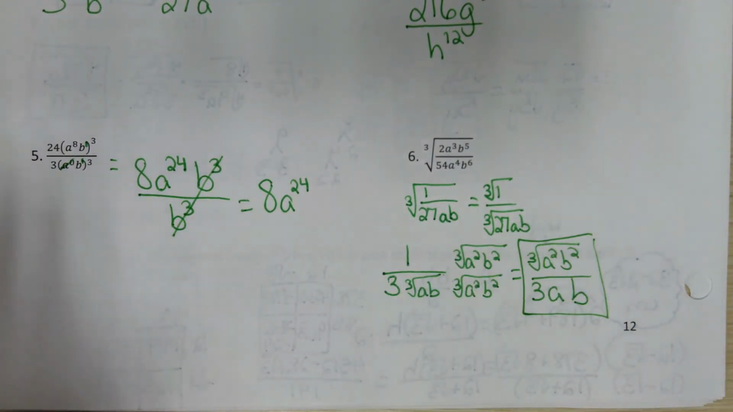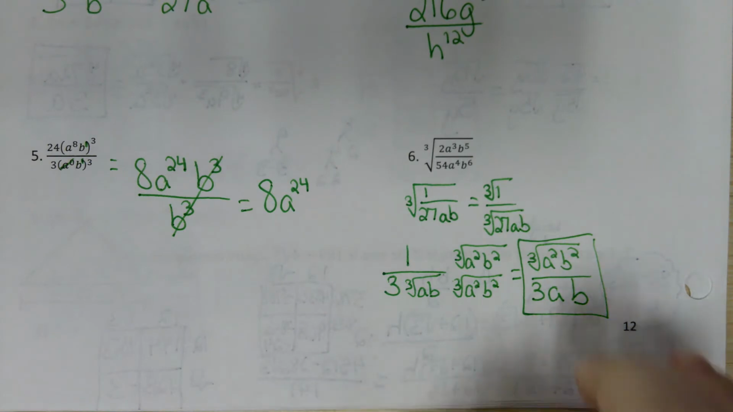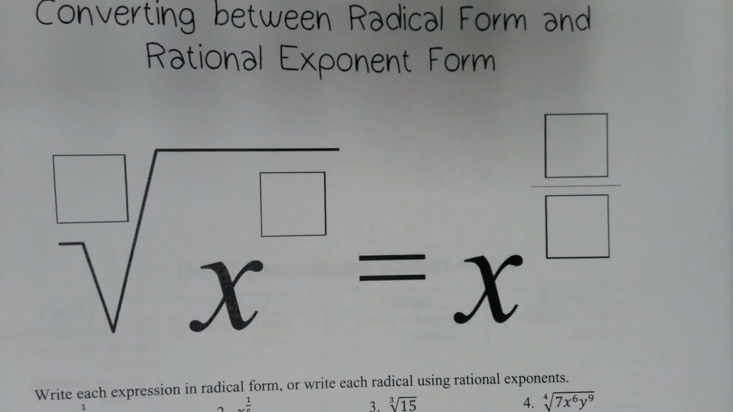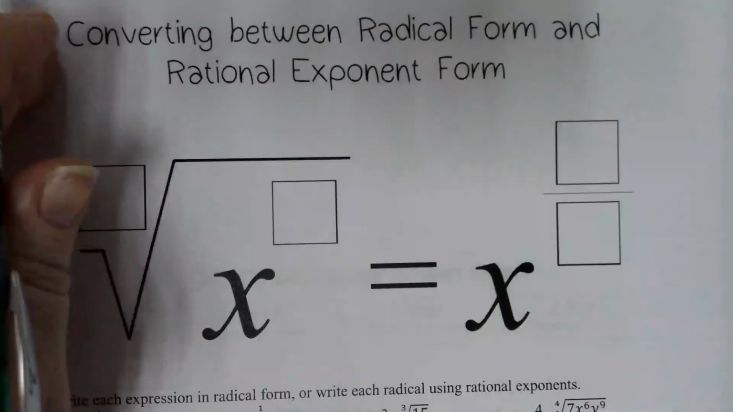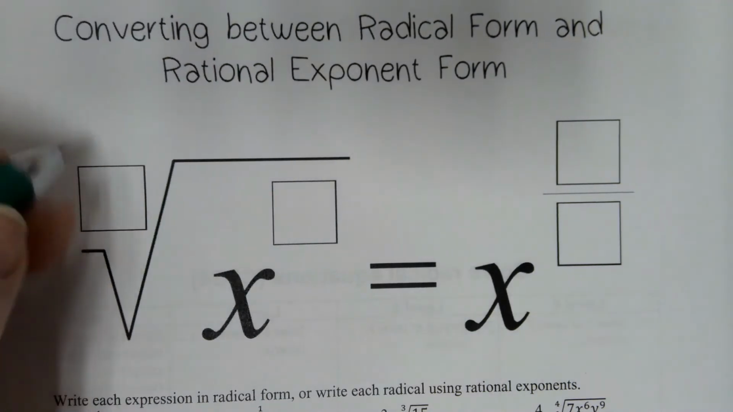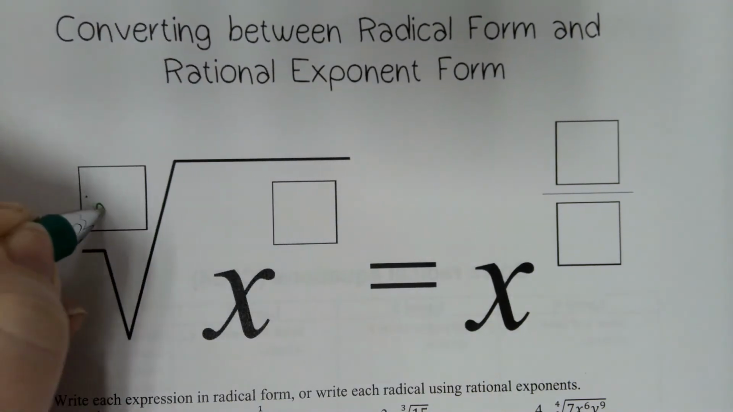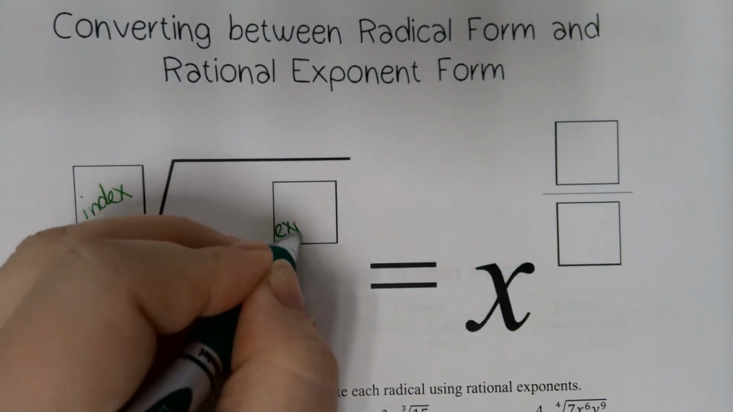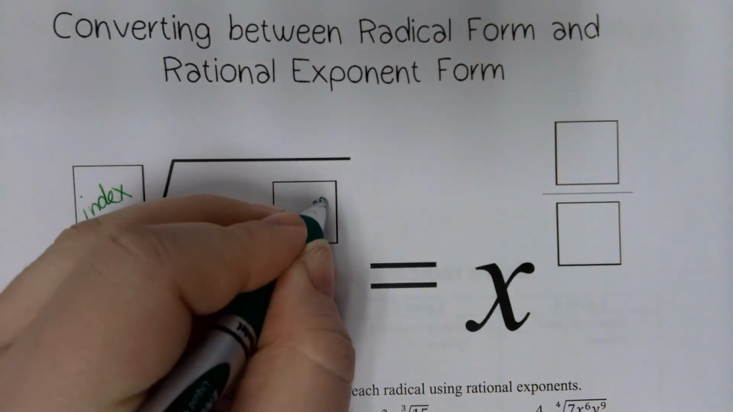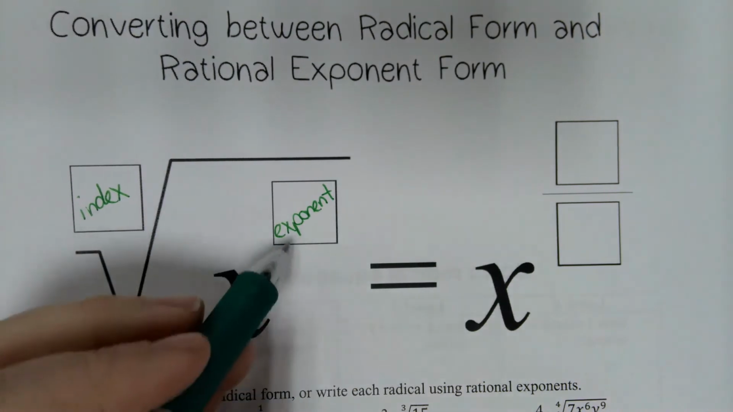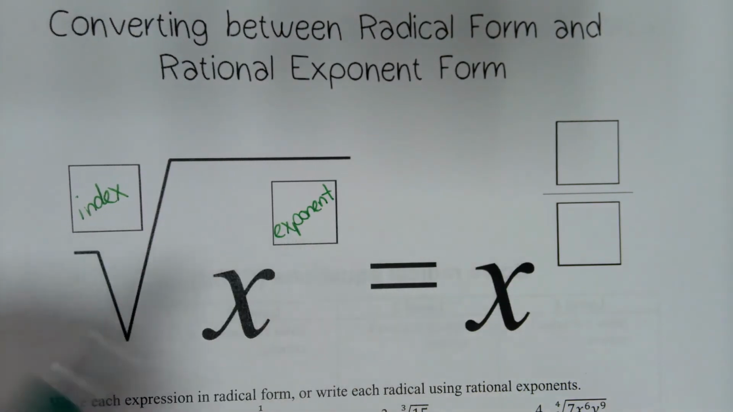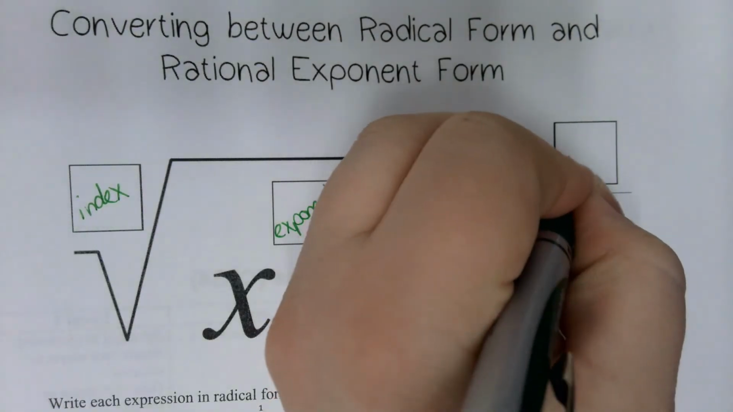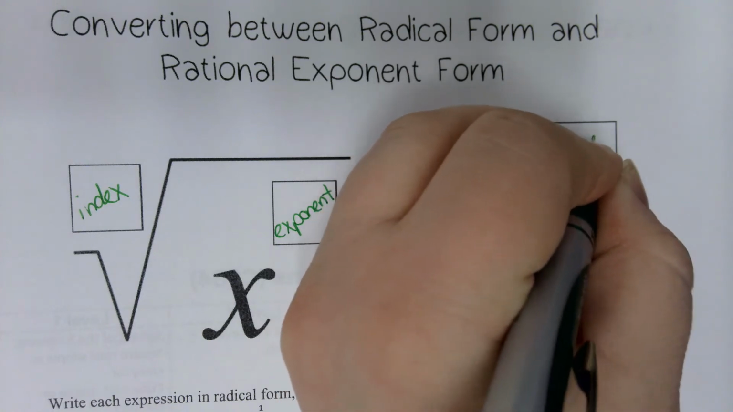So that's what happens with integer exponents. Let's learn about our rational or fraction exponents. When converting between radical form and rational exponent form, we have an index outside, and we have this exponent inside. So to convert, we will need to put the exponent over the index. Same as what we've been doing when we've been simplifying all of our radicals.